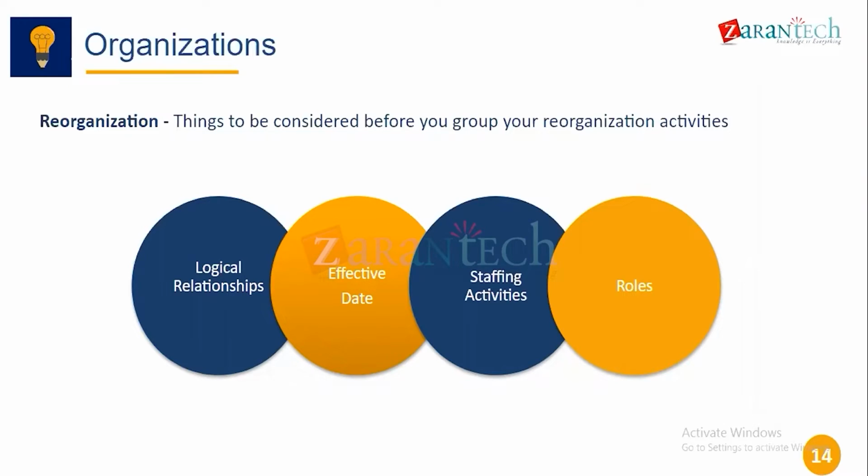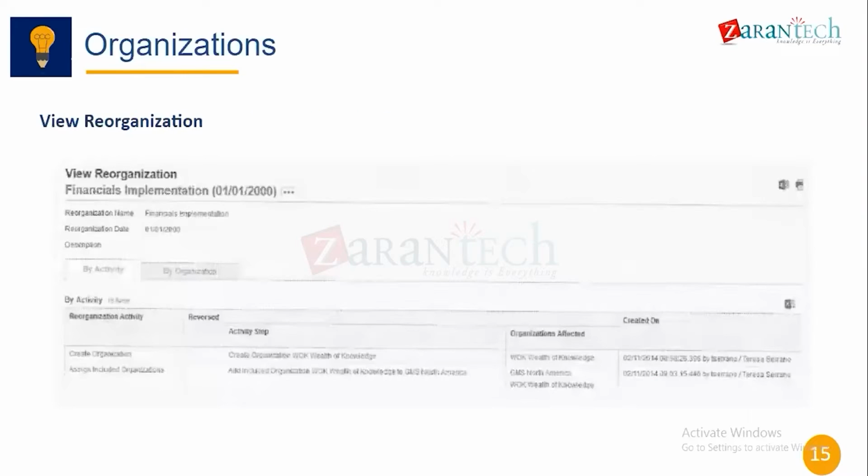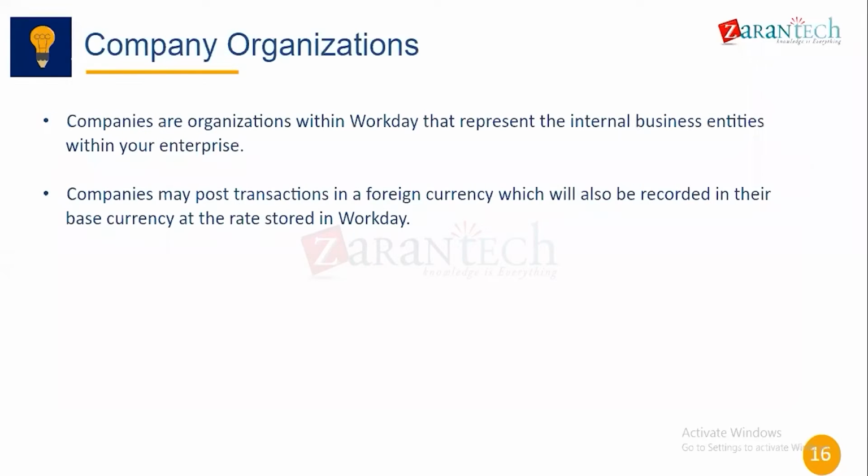So we have just created one reorganization, and to view the reorganization, we have a task called view reorganization. And then we created one company organization. Why did we create one company organization? Because it represents the internal business entities within your enterprise.